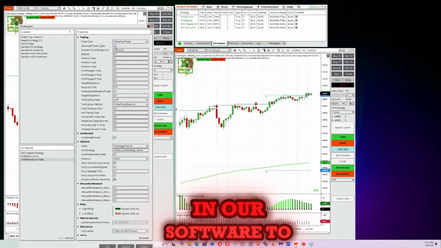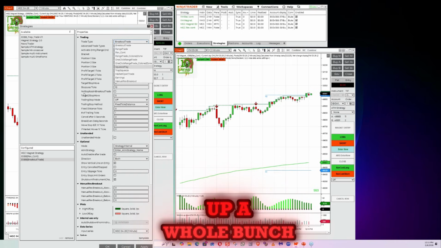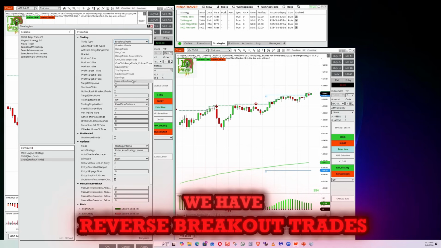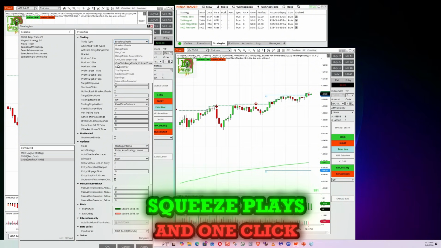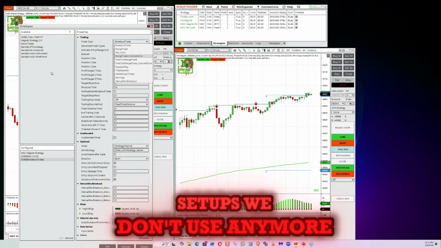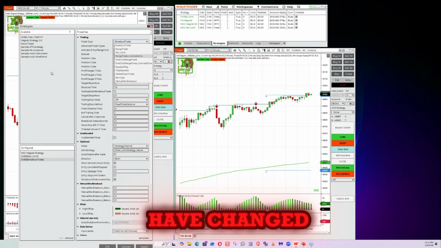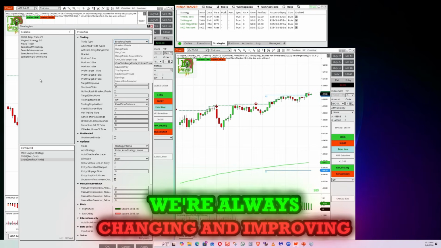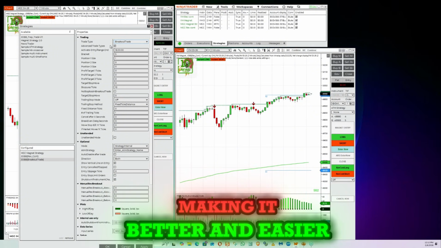Then there's a way in our software to just check an advanced trade box, and then it opens up a whole bunch of other possible trades that you could take. We have reverse breakout trades, market open trades, squeeze plays, and one-click range trades. Some of these trade setups we don't use anymore because maybe they were designed during the pandemic, or maybe the markets have changed. But the point is, we're always adding different setups, always changing and improving our software, making it better and easier to use.